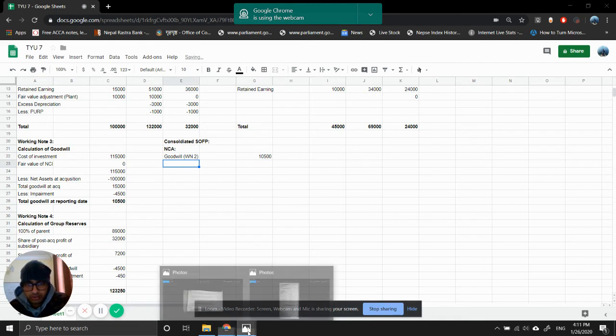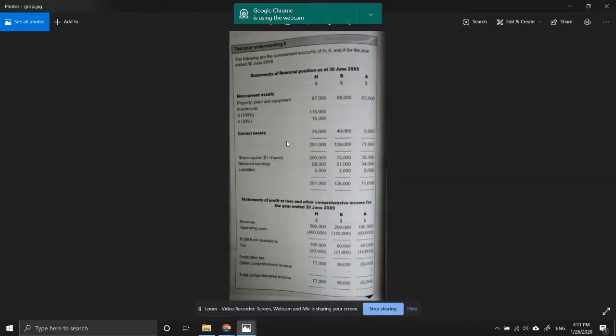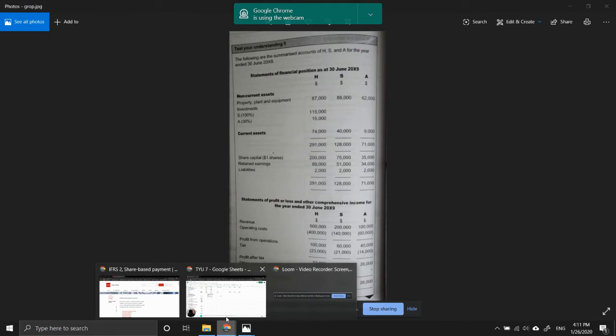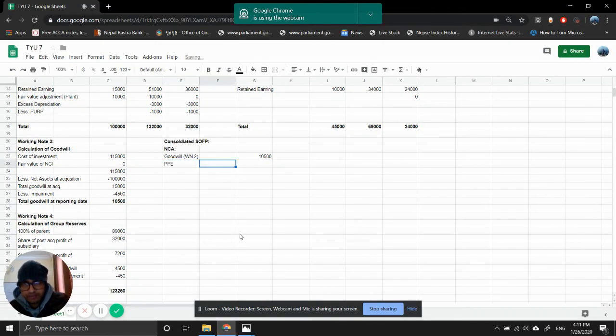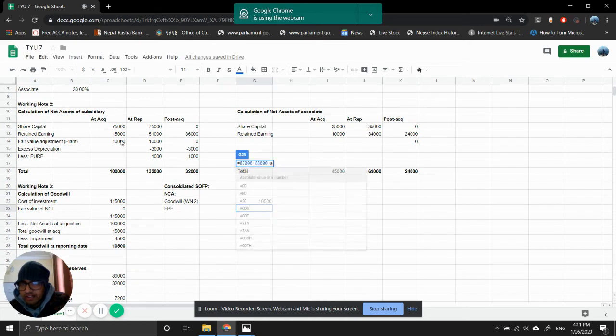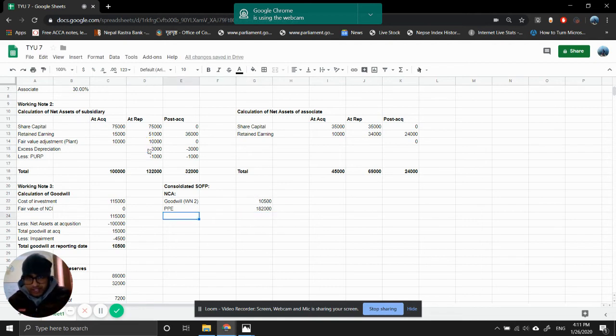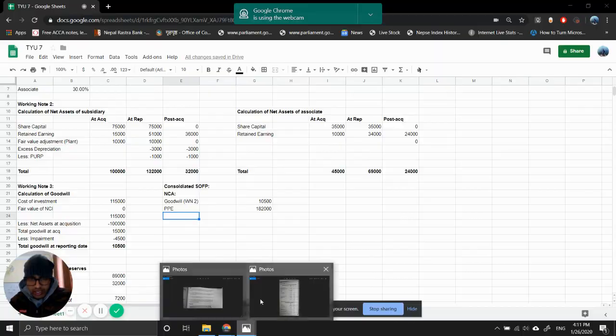The figure, what do we have over here? Property, plant and equipment, PPE 87 and 88, right? PPE 87,000 plus 88,000, right? Plus fair value adjustment. So what happened when this is the figure that we add, plus increase the depreciation, right? Excess depreciation. So that's there. And then what else do we have?